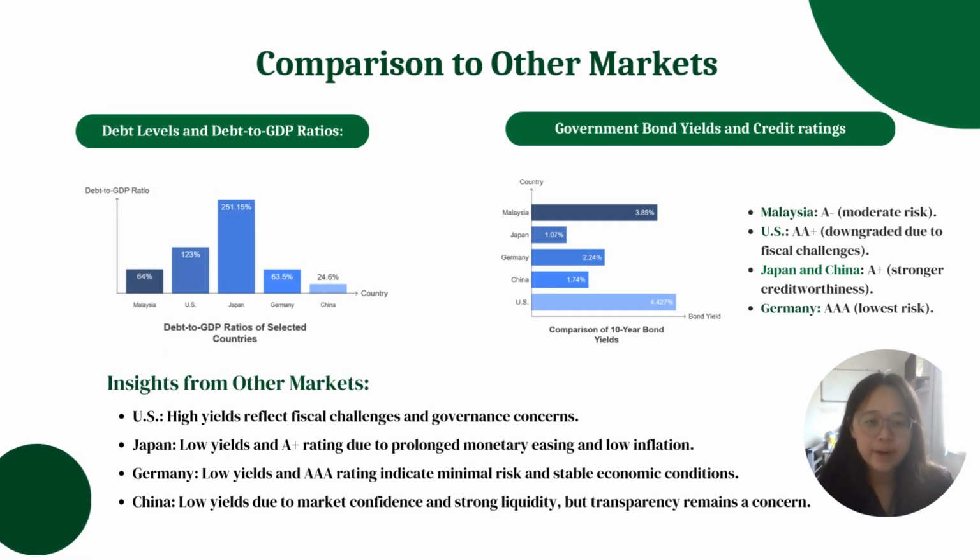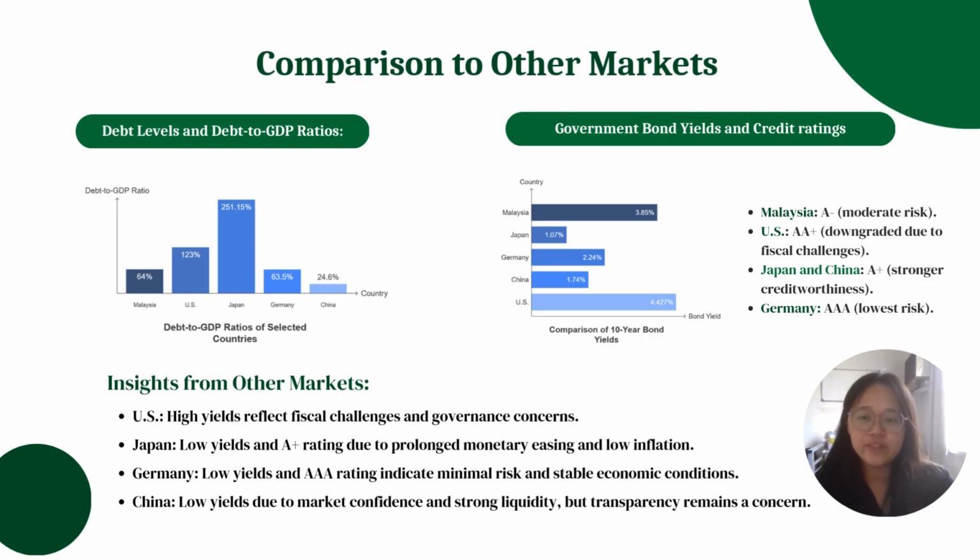And lastly, let's compare the Malaysia bond market with other global markets. Malaysia's debt to GDP ratio is 64%, relatively moderate compared to the US at 123% and Japan at 251%. Despite a higher debt level, Malaysia's 10-year bond yield of 3.85% offers attractive returns, although it signals a higher perceived risk compared to Germany at 2.24% and Japan at 1.07%.